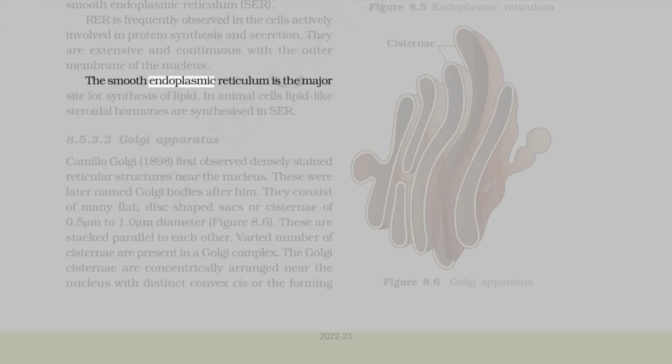The smooth endoplasmic reticulum is the major site for synthesis of lipid. In animal cells, lipid-like steroidal hormones are synthesized in SER.